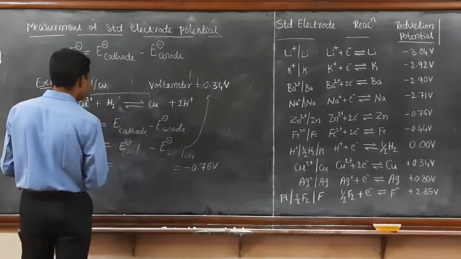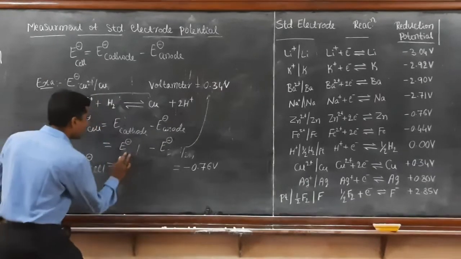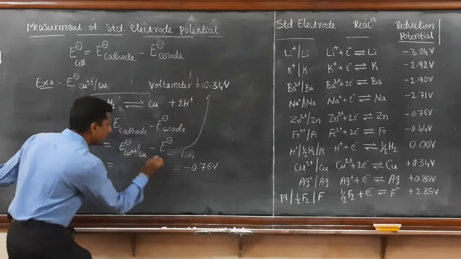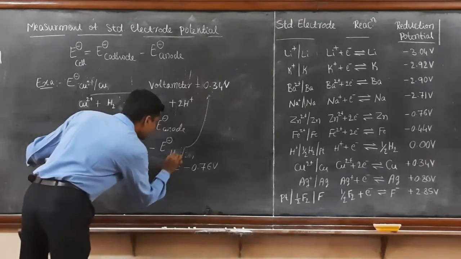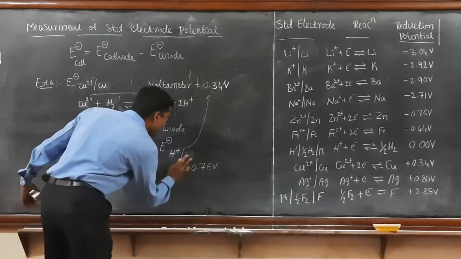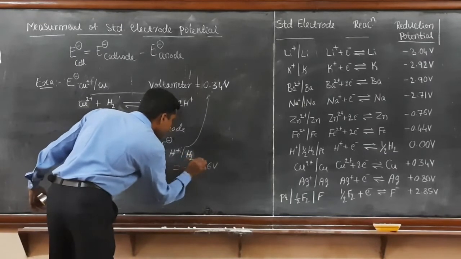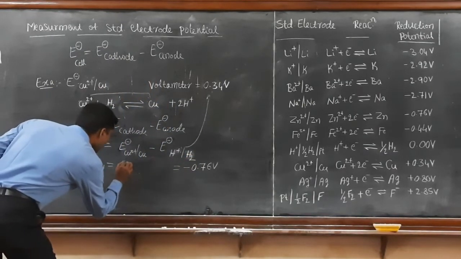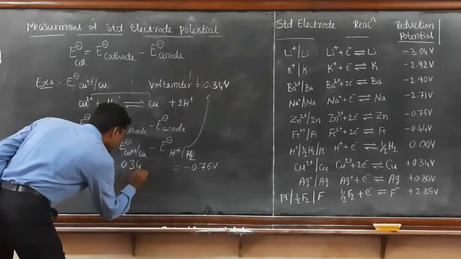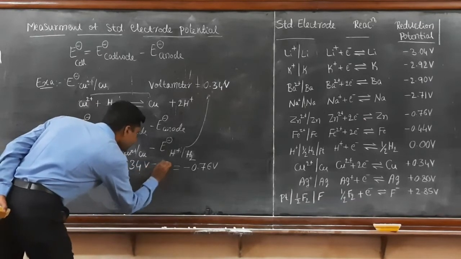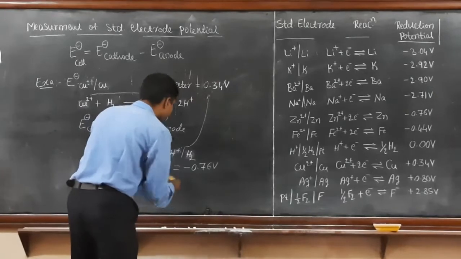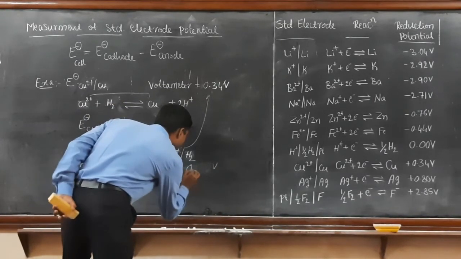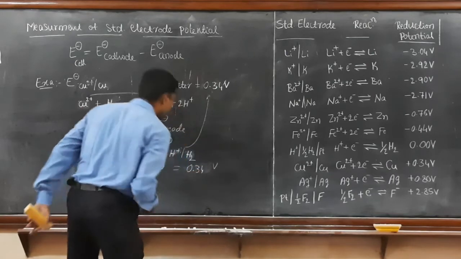So therefore this could be written as copper 2 plus, and it becomes copper, and H plus. So this becomes 0.34 volt minus 0, which becomes 0.34 volt.